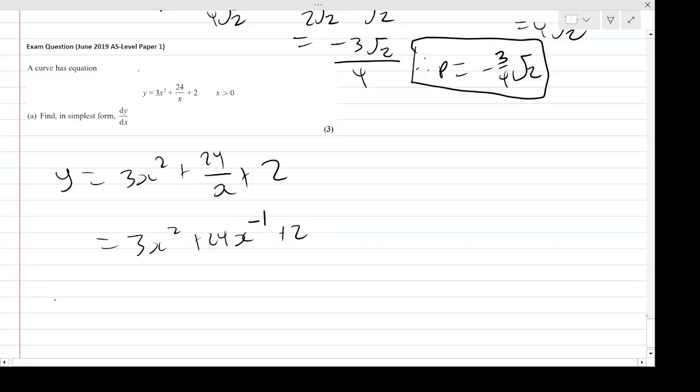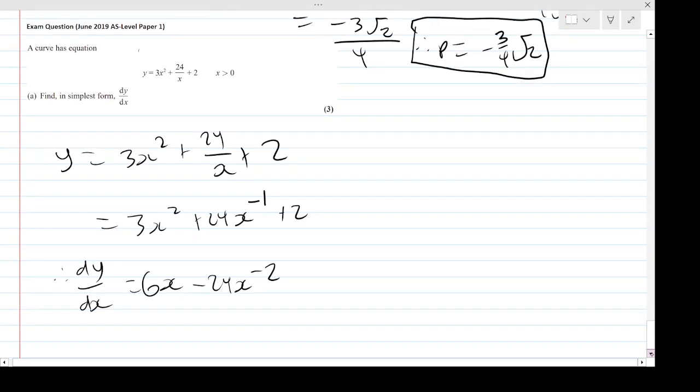Now I can differentiate. If I do that, I get 3 times 2 is 6x. And then minus, because the minus 1 comes in front, minus 24x. Then we subtract 1 off the power, that'd be minus 2. And then the constant, the numbers go away, they go to 0. So we don't need to consider any numbers on their own. And that's it. I believe that should be in simplest form.